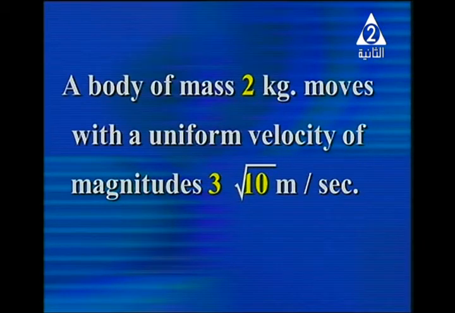A body of mass 2 kilogram moves with uniform velocity of magnitude 3 root 10 meter per second. Dear student, what do you mean by uniform velocity? The body moves equal distances in equal times.